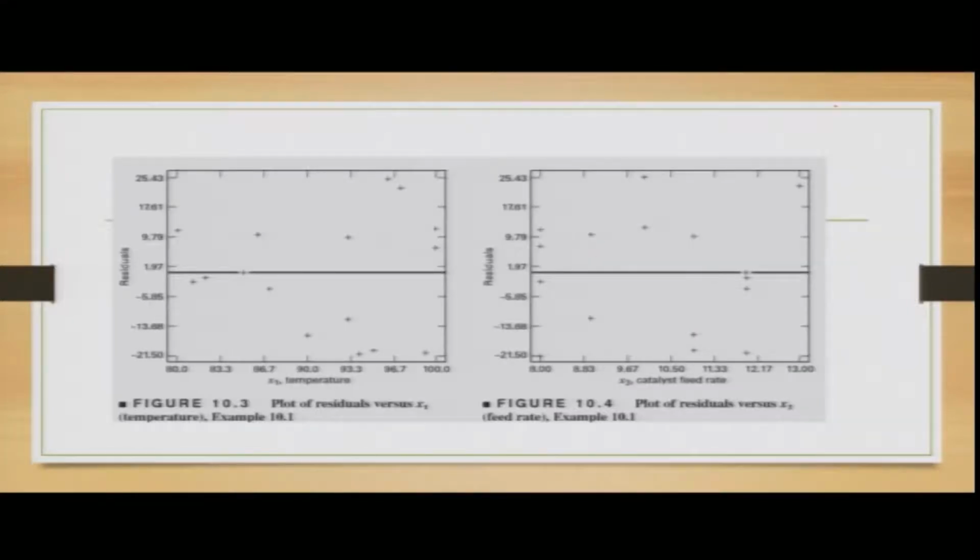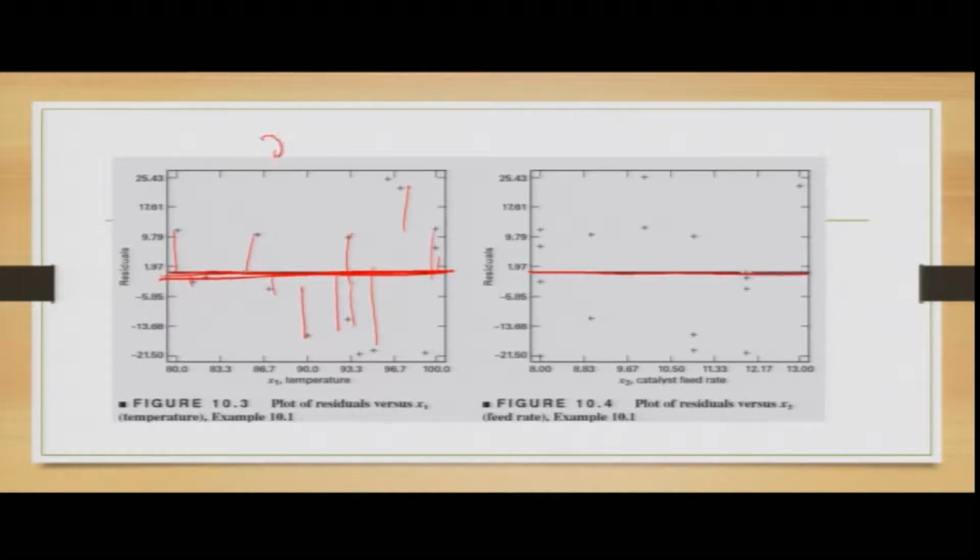Now, I do the plot of the residuals versus x1, which is the temperature. Then I do the plot of the residuals with respect to feed rate, which is pound per hour. So, here also you find out, this is the average value which I am plotting. These are the deviations. So, in the long run should be 0, as it is. It should be also 0.